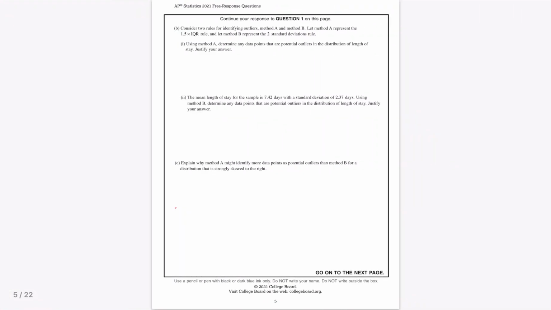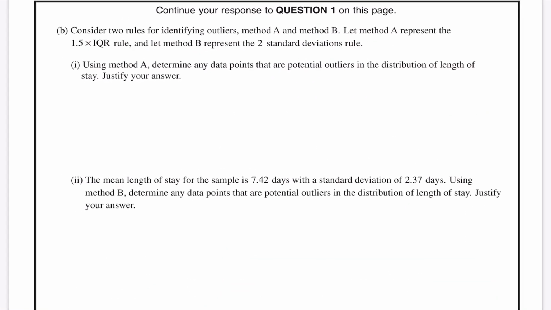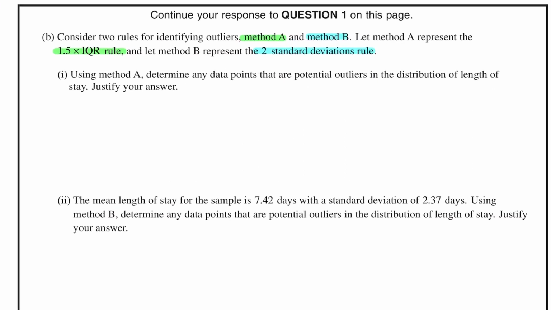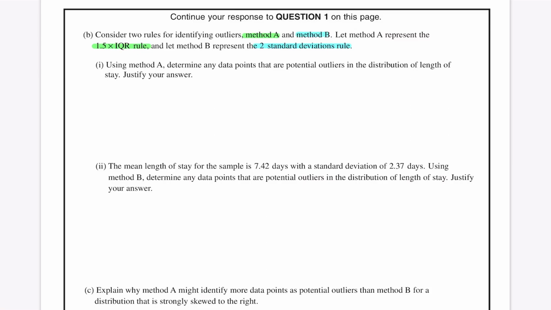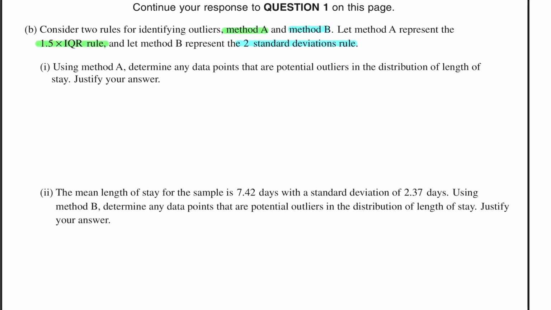Moving on. Consider the rules for identifying outliers, method A and method B. Let method A represent the 1.5 times IQR rule, and let method B represent the 2 standard deviation rule. Before moving on, let's quickly review what these rules stand for. Actually, let's deal with that in the parts themselves. First, using method A, determine any data points that are potential outliers in the distribution of length of stay. Justify your answer.